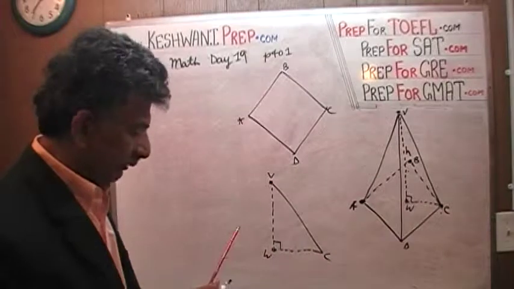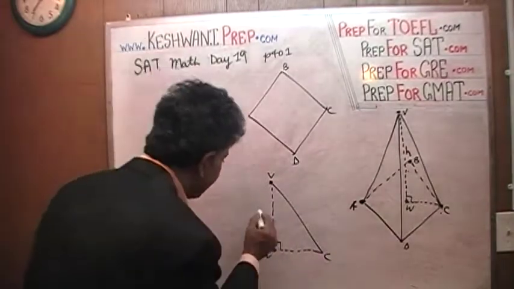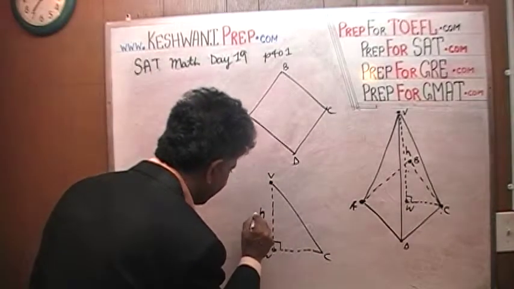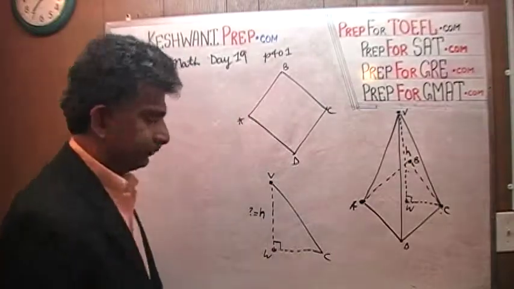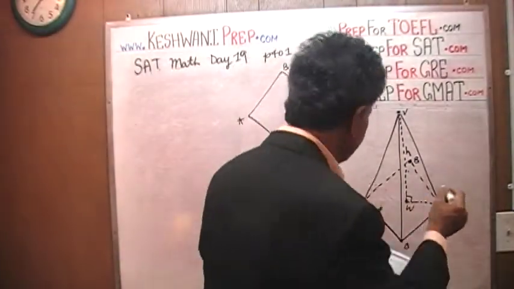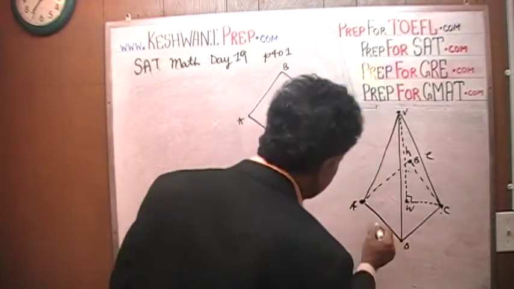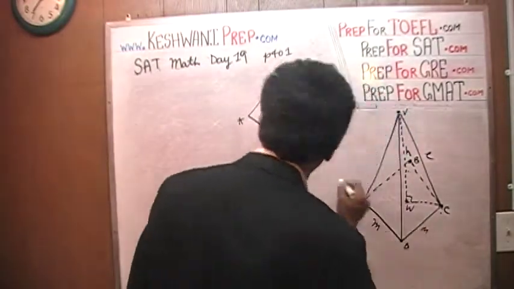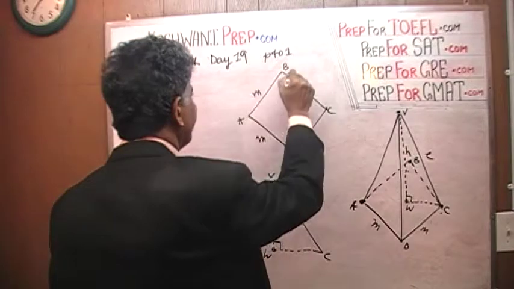And they're asking us, what is this edge? This is the question mark. Well, we already know how much this is. V to C, they tell you, is E. And they tell you the side of each of these is M. All of these are M.